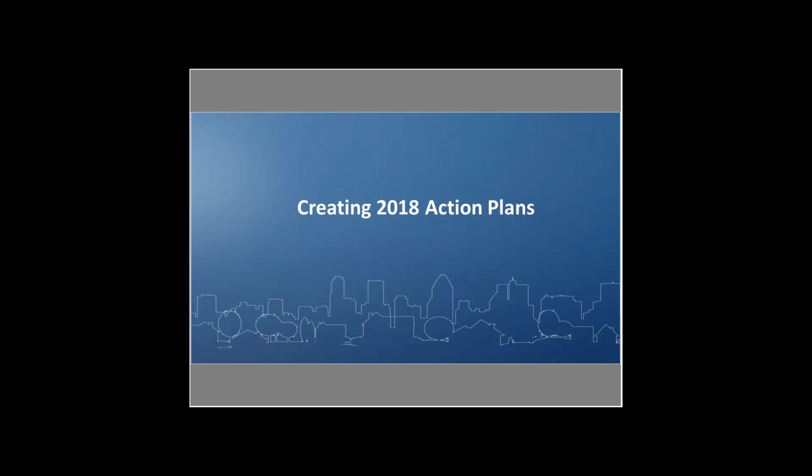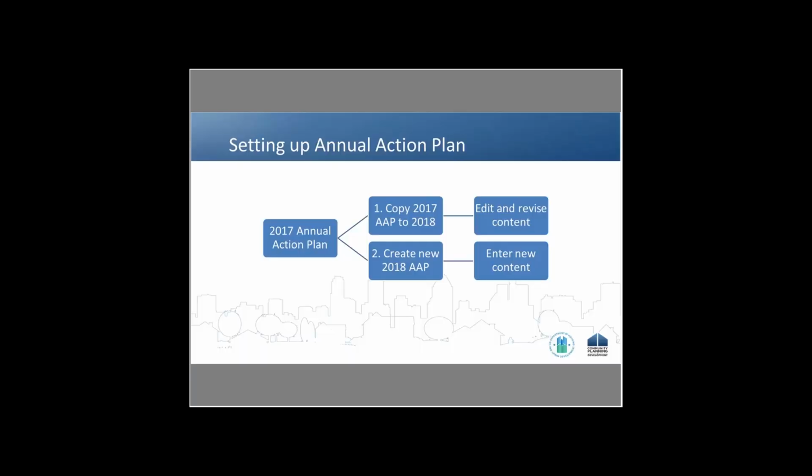Once those comp plan amendments are completed, if you need to do them, your next step is to create the 2018 action plan. And you have two different options for creating it. The first is copying your 2017 action plan to 2018. That will pull over all of the content from 2017, and then you will need to go in, edit, and revise the content, make whatever changes you need based on the changes in your program year, and then work off of that version.